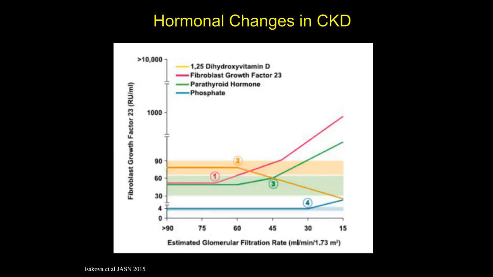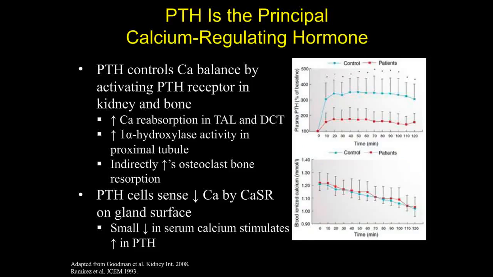A lot of these earlier hormonal changes, the increase in FGF23, the decrease of 1,25 vitamin D, and the increase of parathyroid hormone, are actually occurring to help us maintain normal serum phosphate concentrations.